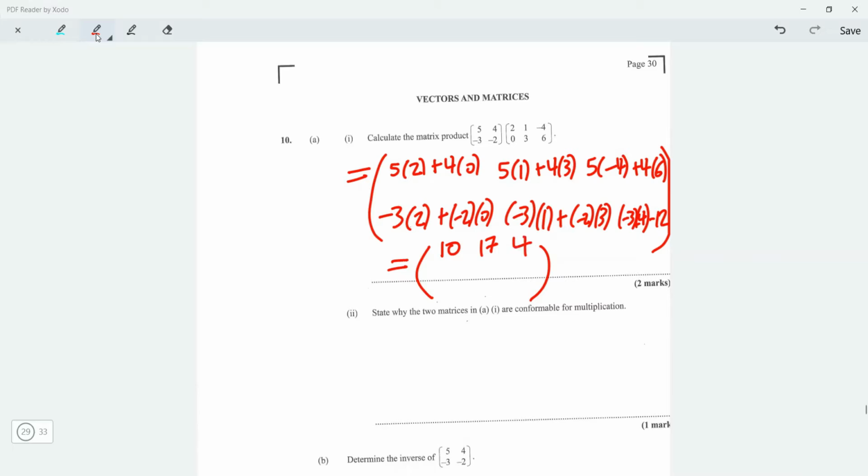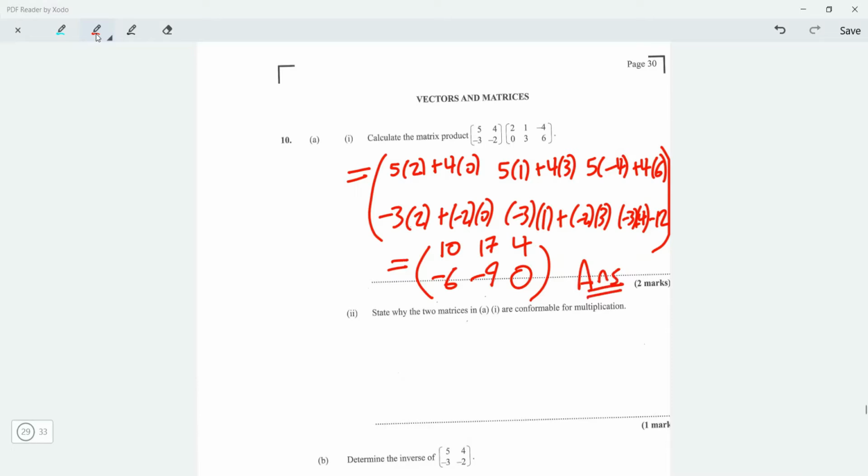This is now minus 3 times 2 is negative 6. Minus 3 times 1 is minus 3. Minus 3 plus 3 times minus 2. 3 times minus 2 is minus 6. Minus 3 minus 6 is minus 9. Then minus 3 times minus 4 is 12. 12 minus 12 is 0. So that's it right there.